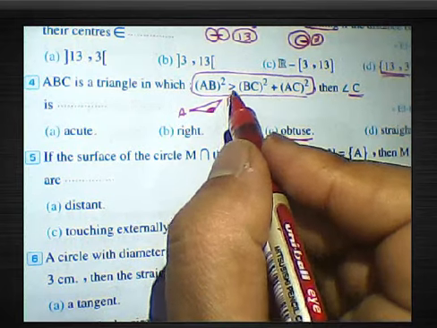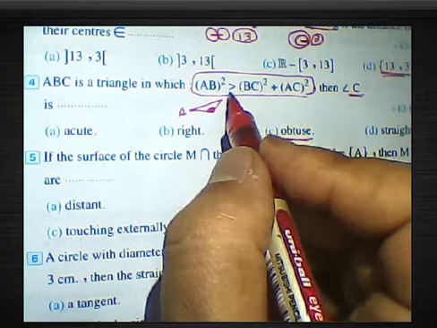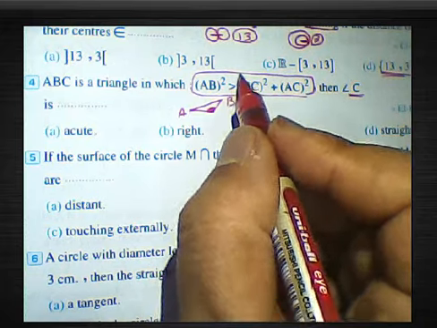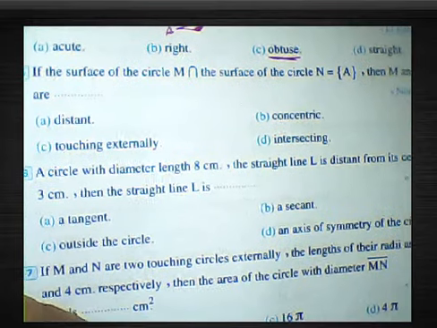If the teacher gives you an equal sign in this example, we must write right. And if the teacher changes the sign to less than, you must choose acute.